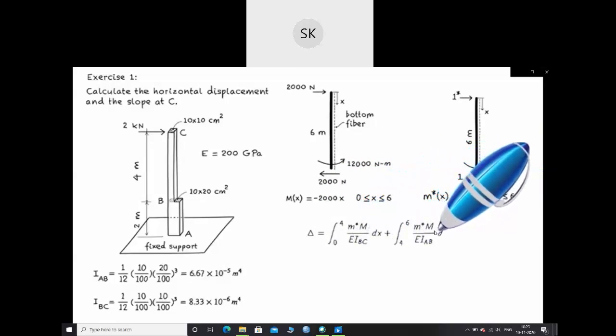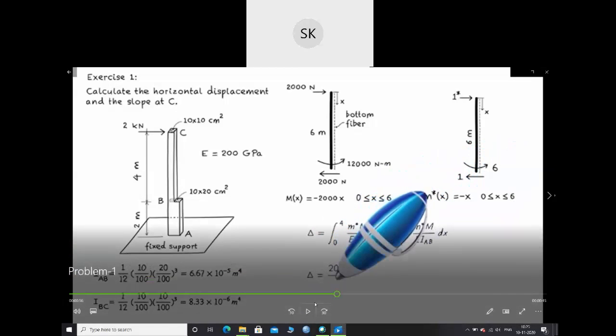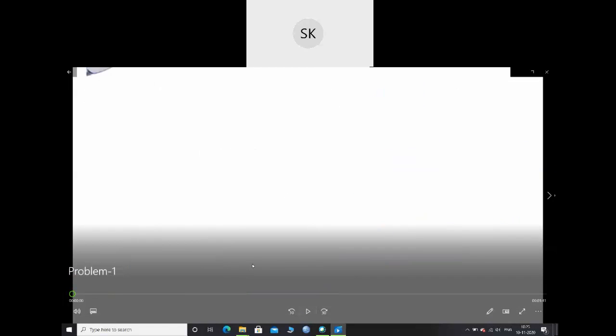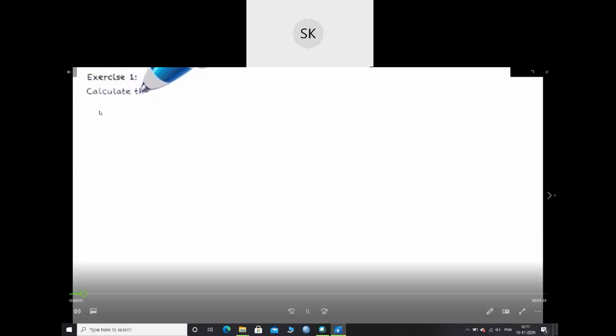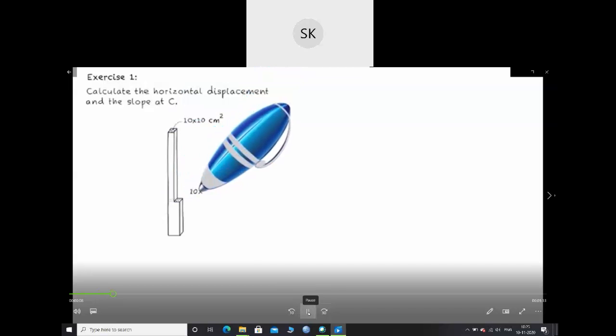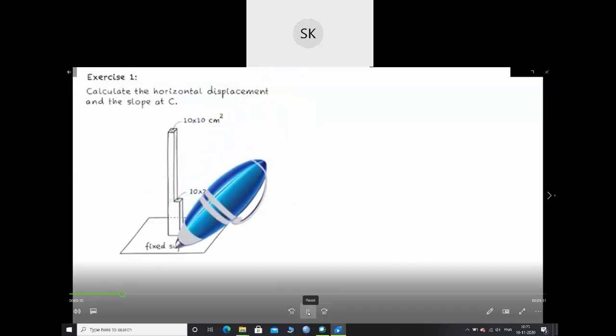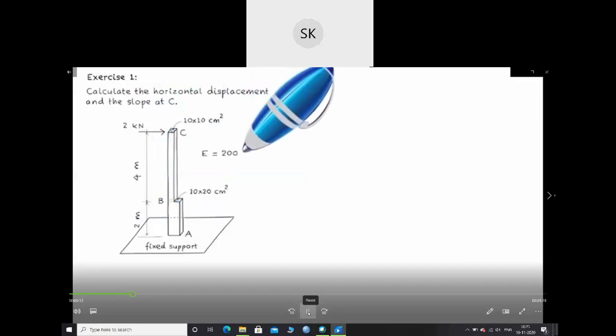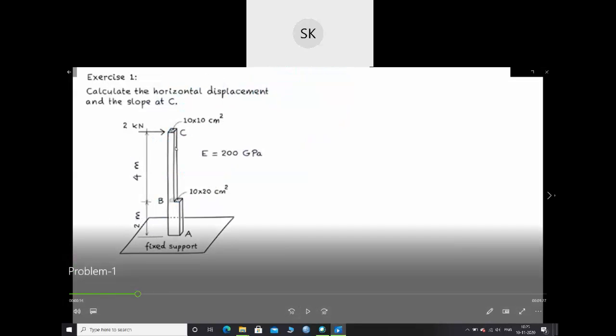Okay, let me explain by myself only. You just see the video. So a beam is given. You have to find out the horizontal displacement and slope at C. So see the figure first. I'll explain this.